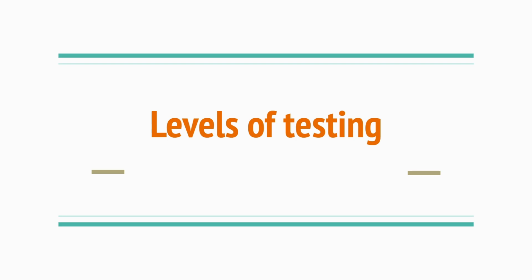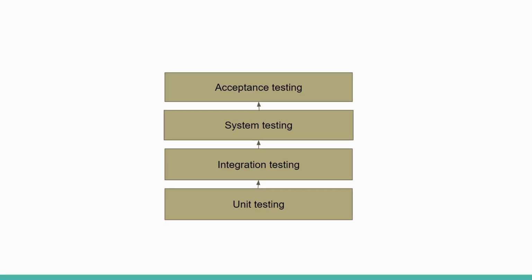So today in this video I am gonna talk about levels of testing. Okay, so watch the video till the end to understand the levels of testing in a proper way. So in software testing there are four levels of testing: unit testing, integration testing, system testing, and acceptance testing. So I will explain each and every step in a proper way.